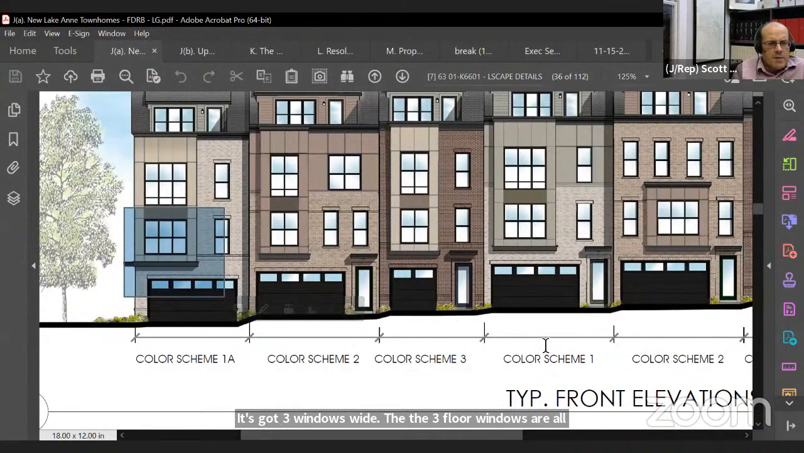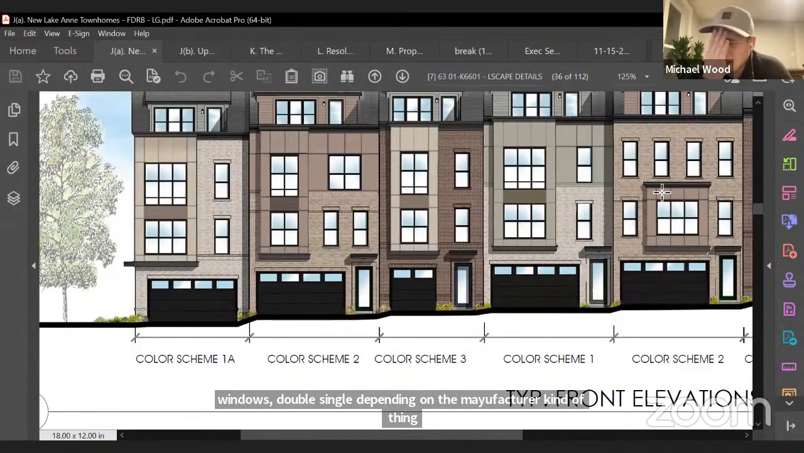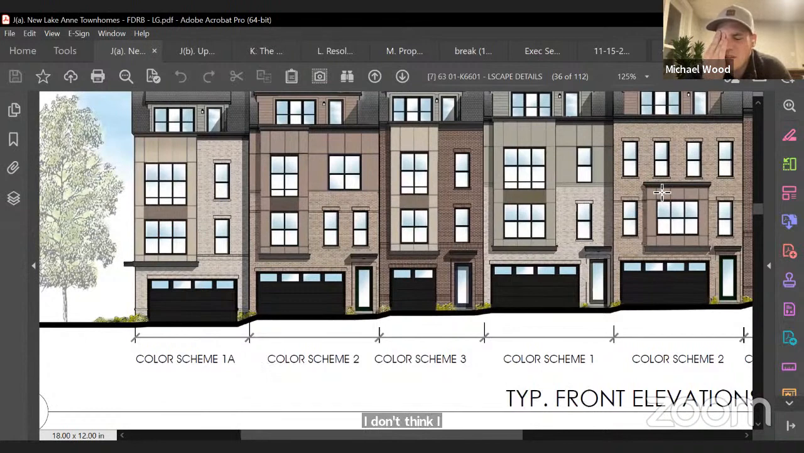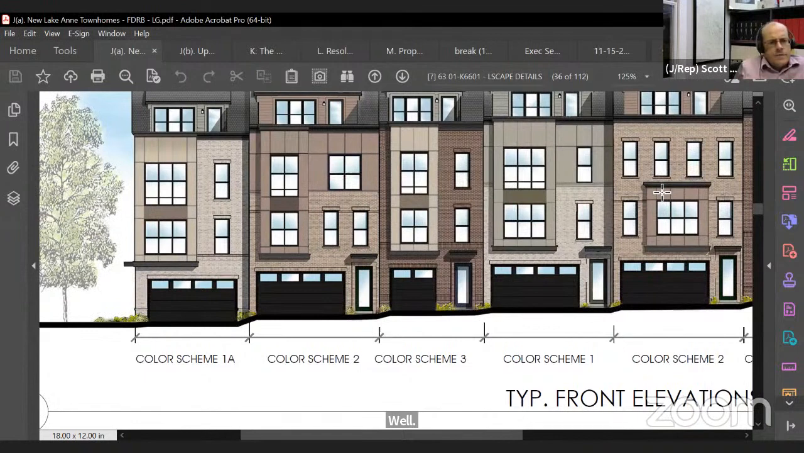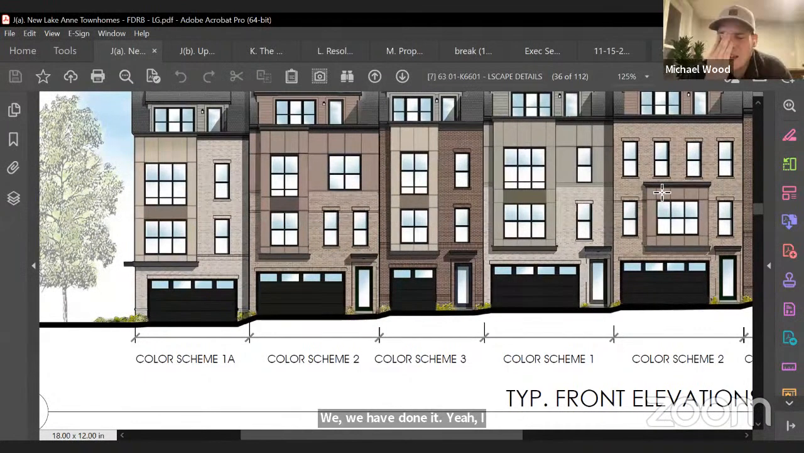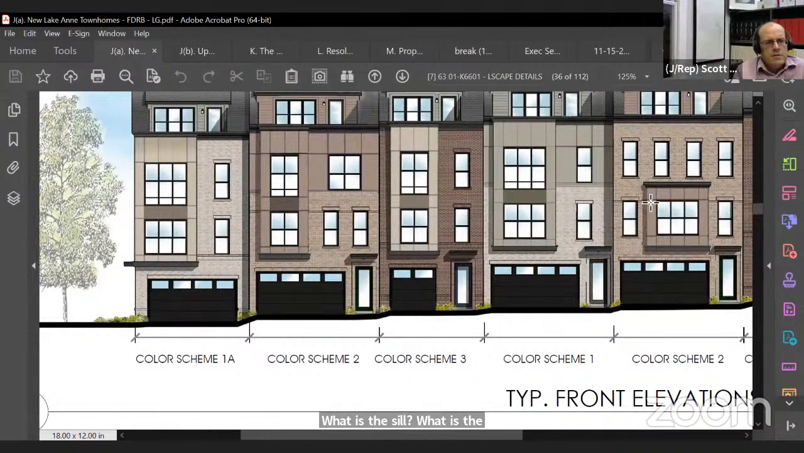And then sitting on top of that would be 3 hung windows, double or single, depending on the manufacturer. I don't think I've ever seen a double hung window sitting on top of a fixed one. I know we have sliders. We have done it. What does the sill of the window look like when you do that? They mull the 2 windows together in the factory. Not saying you can't change that condition, but they mull it so that one sits on the other. You can design it differently.